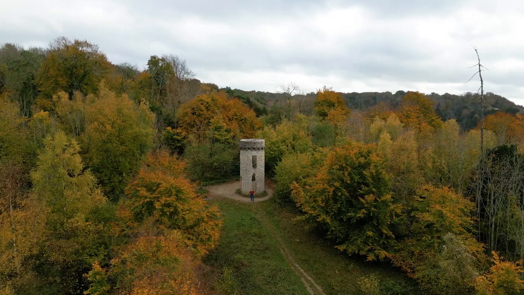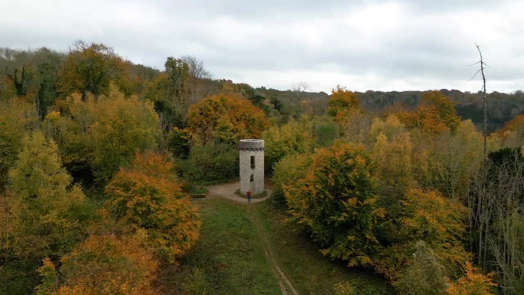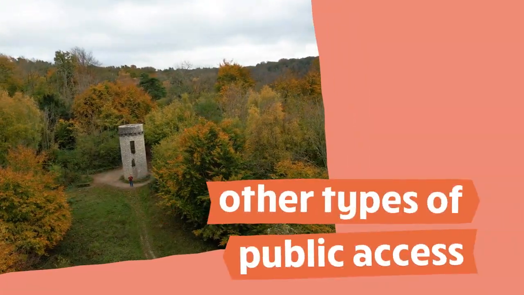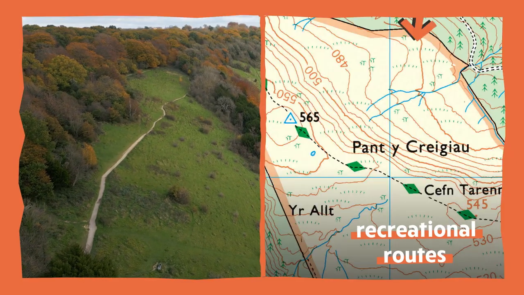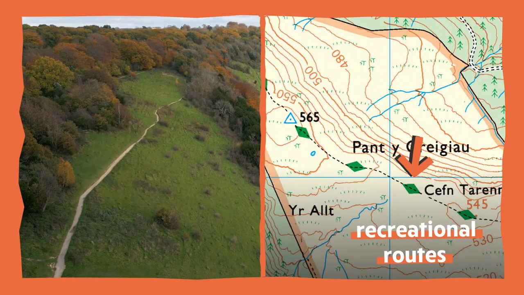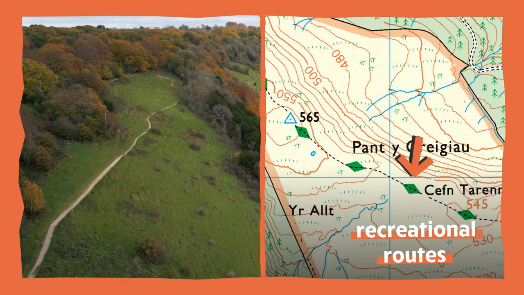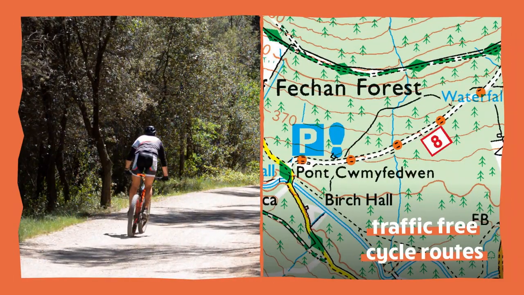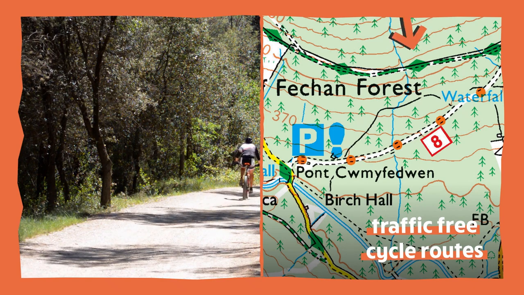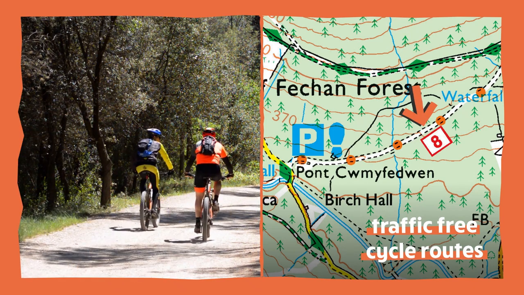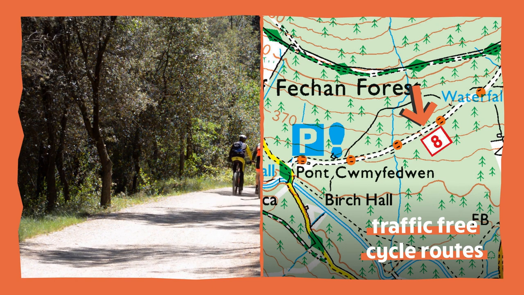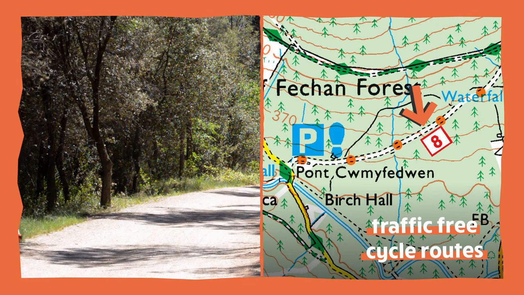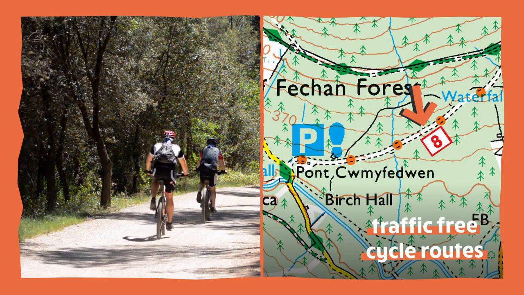Now that we've covered public rights of way, let's take a closer look at some other types of public access. First, we have recreational routes. These are marked by a line of green dashed diamonds, and they typically follow existing rights of way. Next, we have traffic-free cycle routes. These are marked by an orange dotted line on Explorer maps and include a red network number if they're part of the National Cycle Network or a national cycle route.